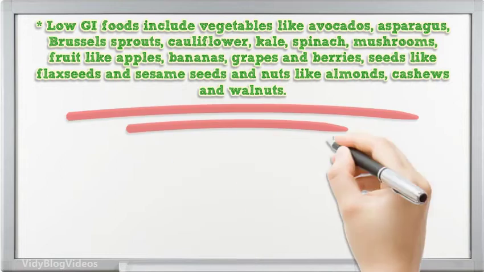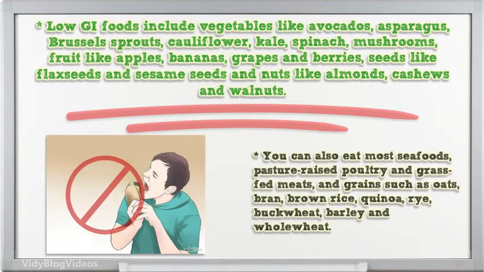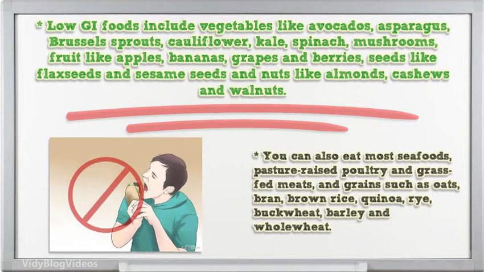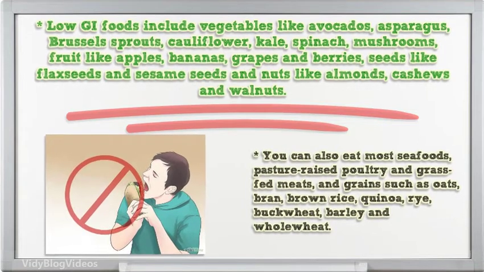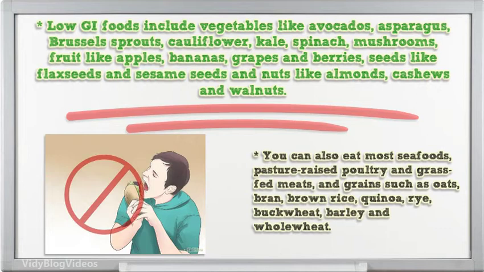Low GI foods include vegetables like avocados, asparagus, Brussels sprouts, cauliflower, kale, spinach, mushrooms, fruit like apples, bananas, grapes and berries, seeds like flax seeds and sesame seeds, and nuts like almonds, cashews and walnuts. You can also eat most seafoods, pasture-raised poultry and grass-fed meats, and grains such as oats, brown rice, quinoa, rye, buckwheat, barley and whole wheat.